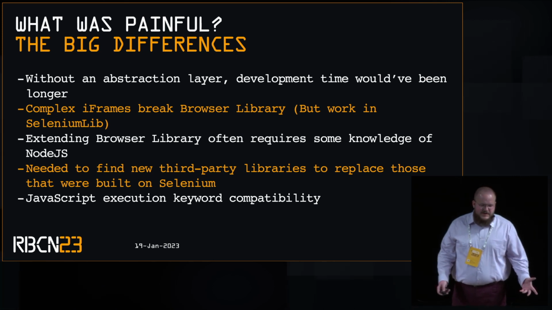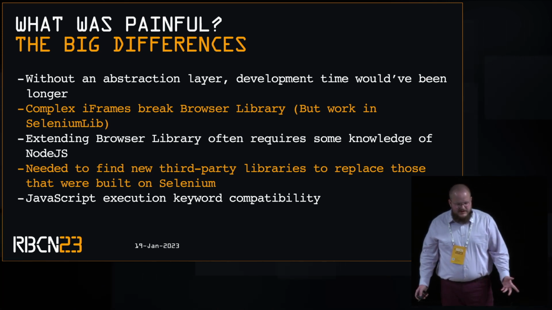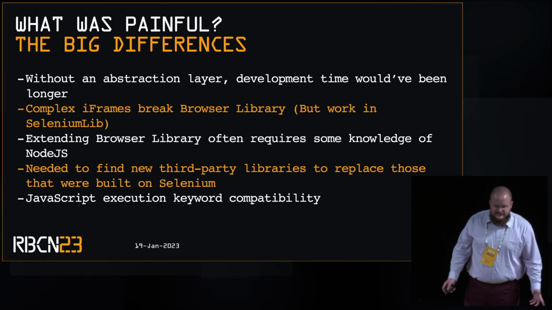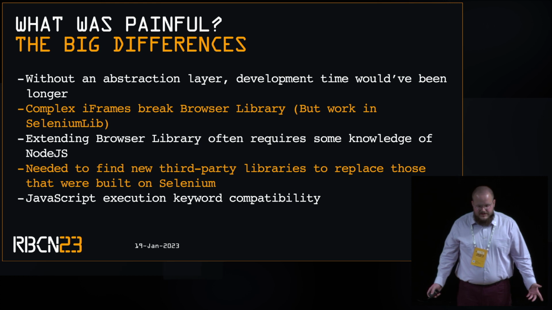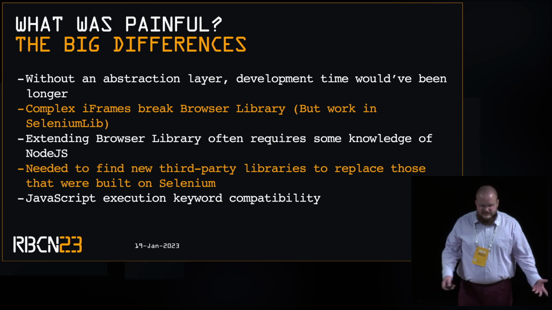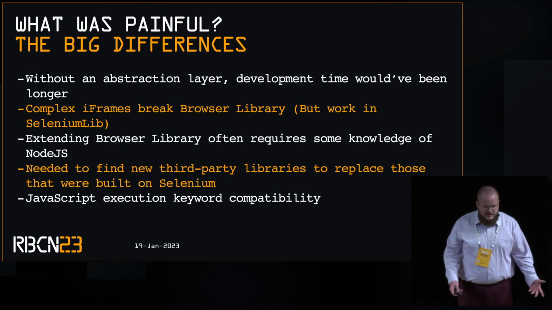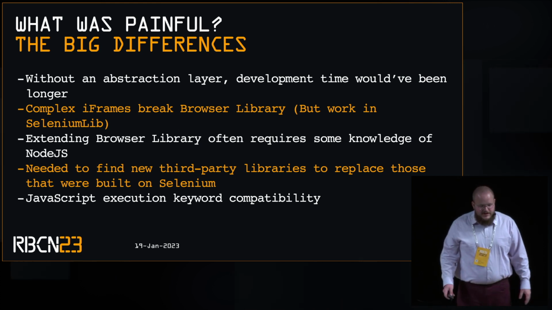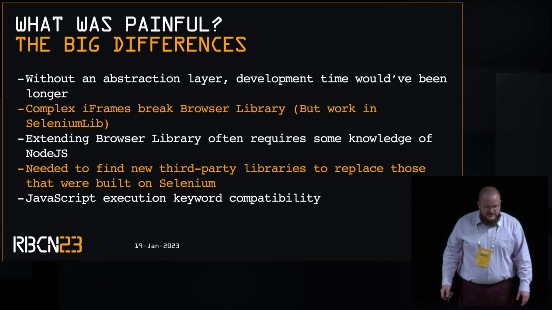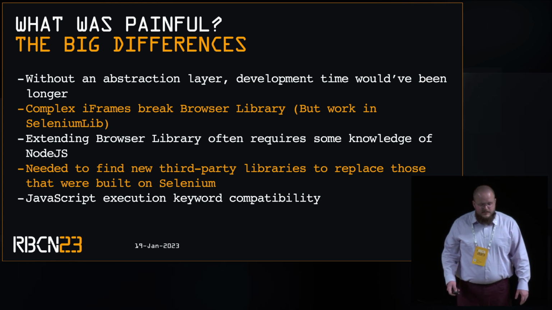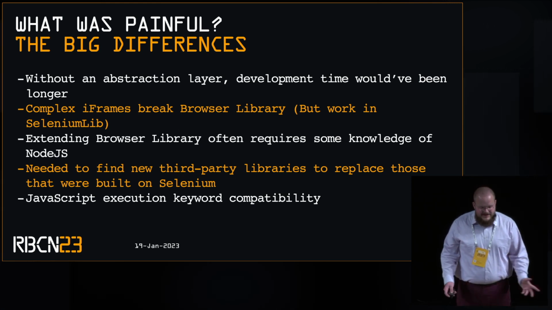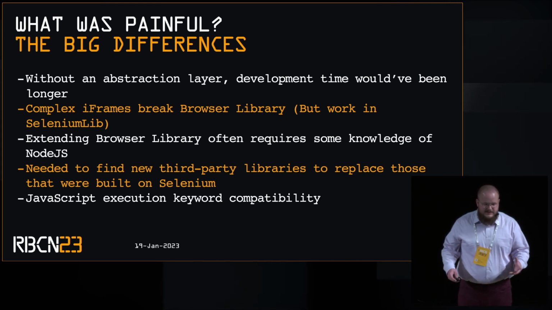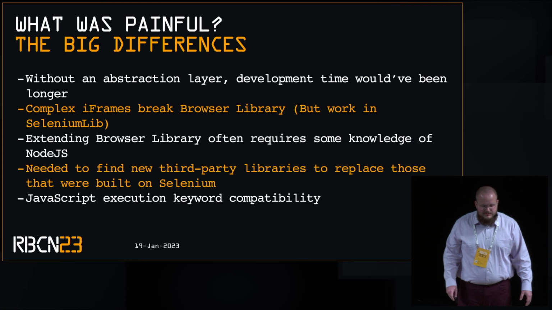Now, what was painful? What was a difficult implementation for us? Without an abstraction layer, I could see that the development time would have been longer and potentially can make this process of transitioning longer. Not that I would say it's not worth it, but it would add some development time. Complex iframes, I still have issues with them in browser library sometimes, where previously they worked in our Selenium library implementation.